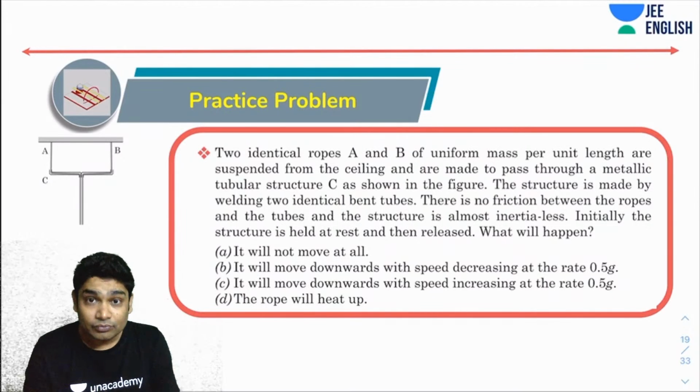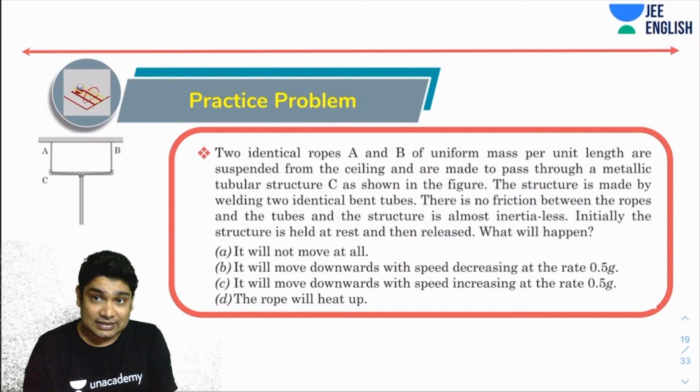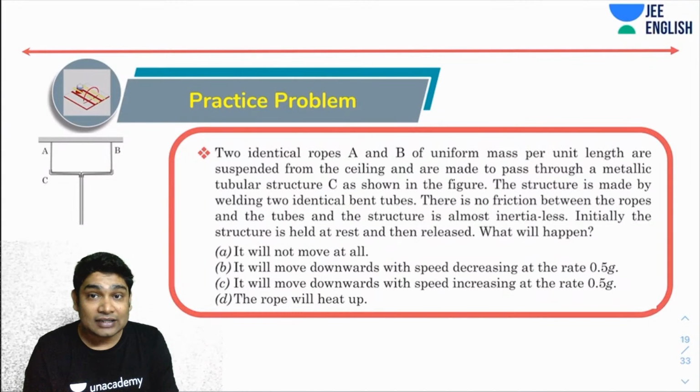Great. So now you've been told two identical ropes A and B of uniform mass per unit length are suspended from the ceiling and are made to pass through a metallic tubular structure C as shown in the figure. The structure is made by welding two identical bent tubes. There is no friction between the ropes and the tubes, and the structure is almost inertialess.